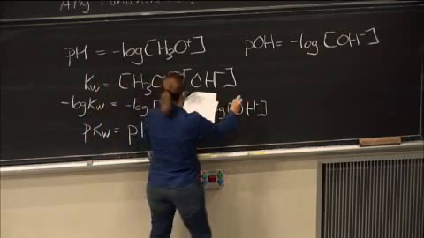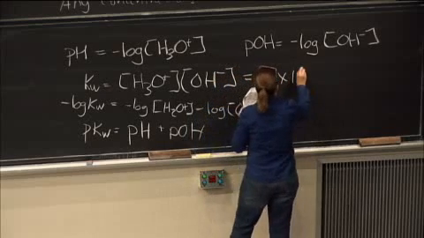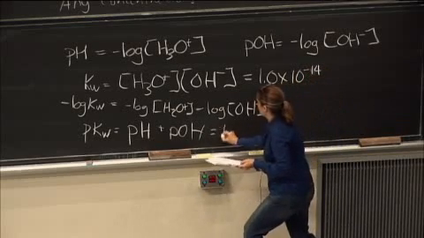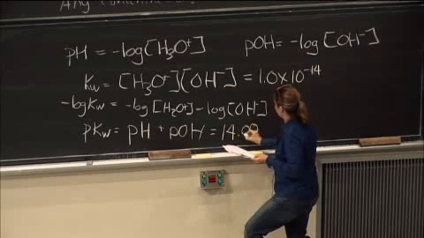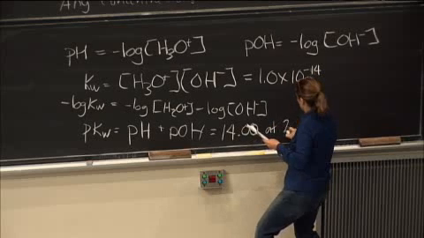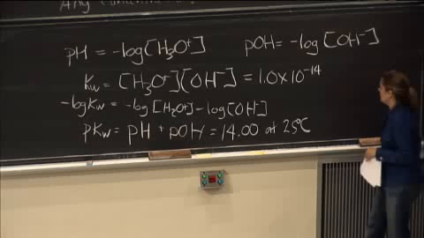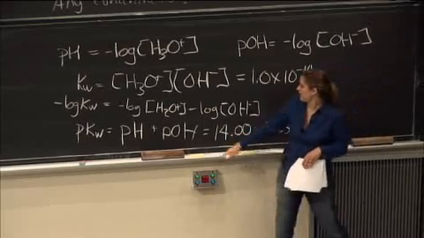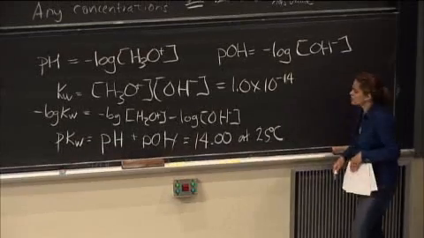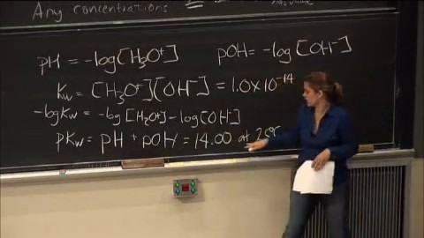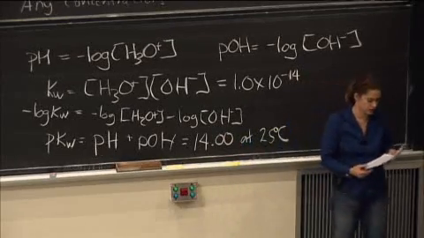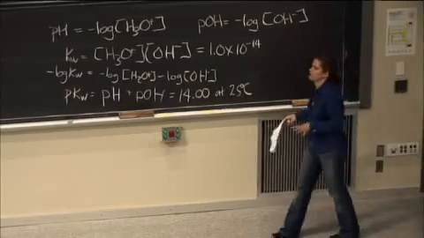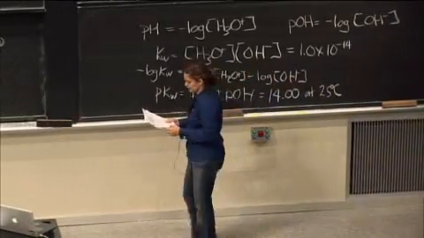And we know that this term at room temperature is 1.0 times 10 to the minus 14. So this term at room temperature is 14.00, again at 25 degrees C, or 298 Kelvin. So this is also a useful expression. If you know the pH, you can calculate the pOH if you're at room temperature, remembering this number of 14. So these are things that you will be doing a lot in the problems, and you will start remembering all of these numbers really well.